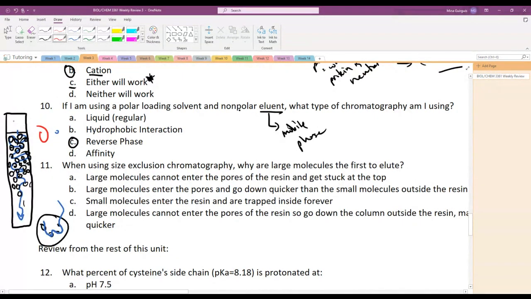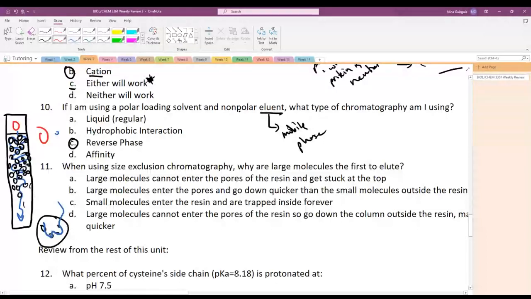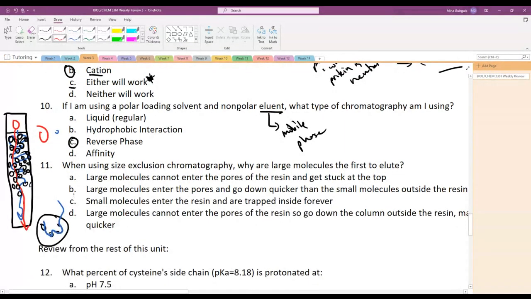Okay. The red does not have this problem. The red can't fit in these resins. It's going to kind of go through. And so it's going to get to the bottom much quicker because it doesn't have a really winding path, if that makes sense. Okay. So let's look at these choices.